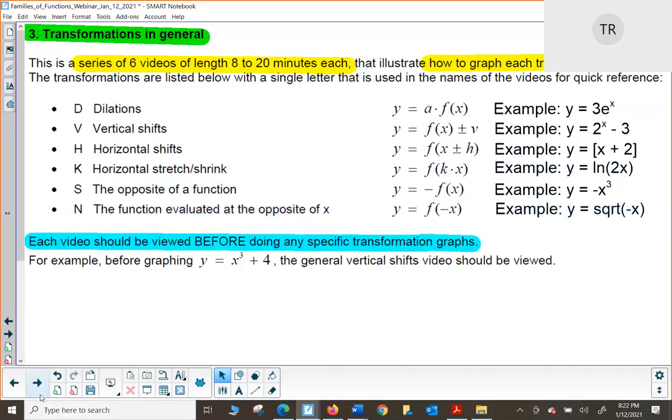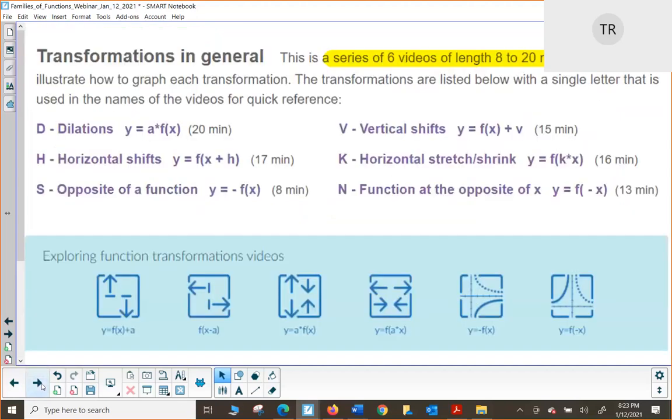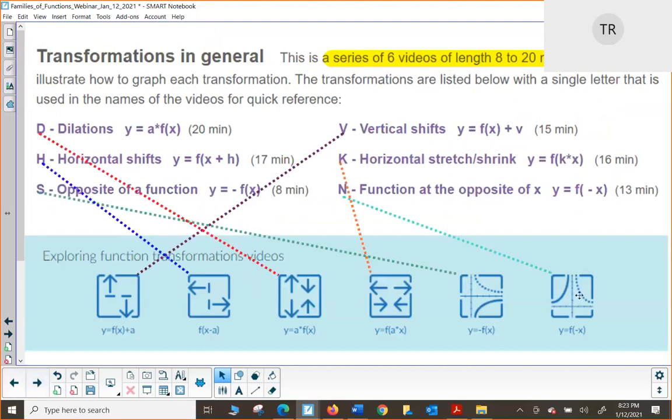Also, very important, each video should be viewed before doing any specific transformation graphs. For example, I should not be trying to have my students graph this if they have not done the vertical shifts video. It just won't make any sense to them. So there is an order of operations, so to speak. This is what it looks like on the website that I'll show you shortly. These are the 6, and these are what they use icons here as well as algebraic representations.